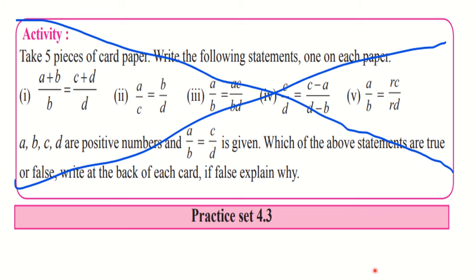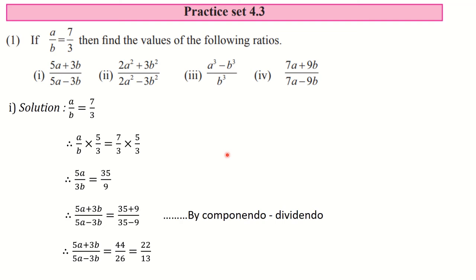Then this activity just above practice set 4.3 is cancelled. It will not come for evaluation. You have to take a note of that. Then let us start now with practice set 4.3. Okay, so in practice set 4.3, this is important.